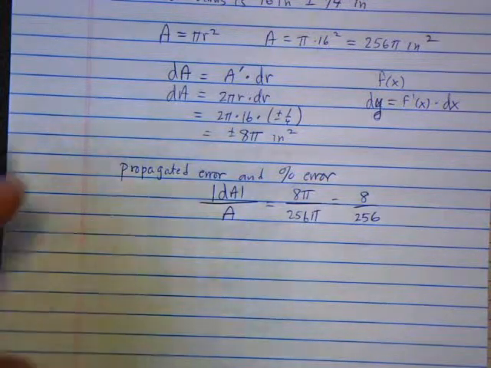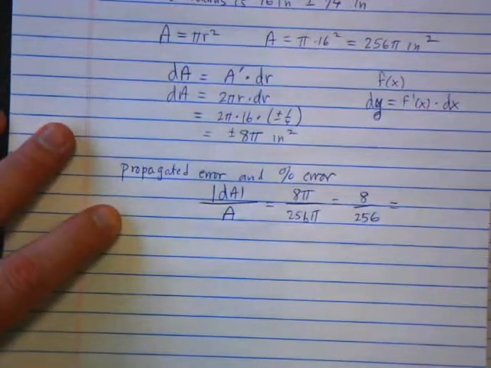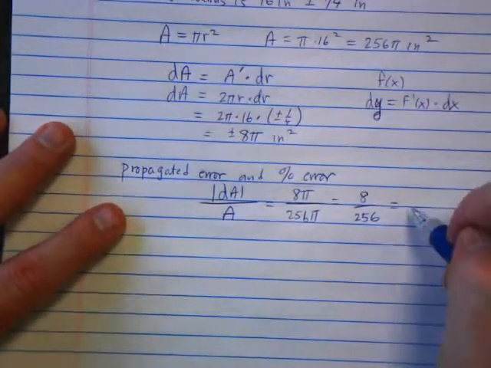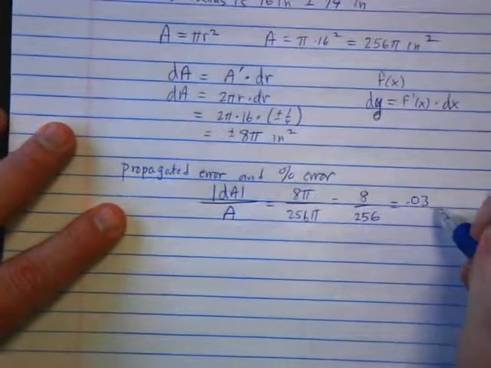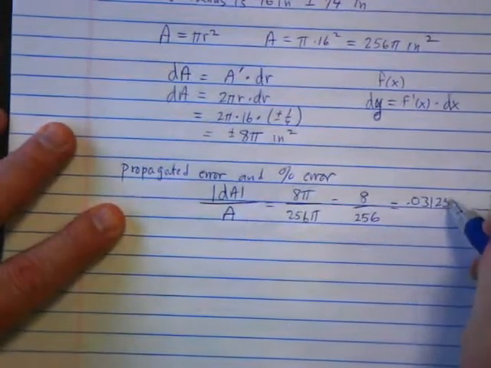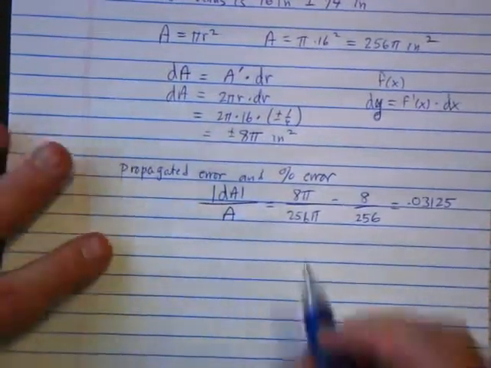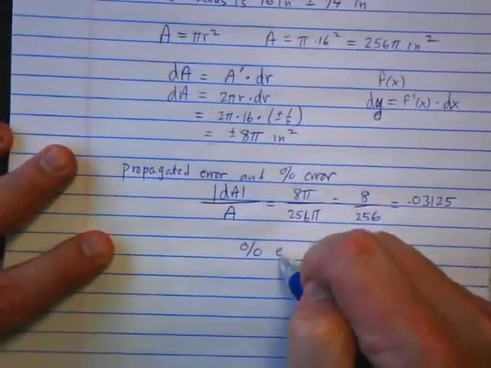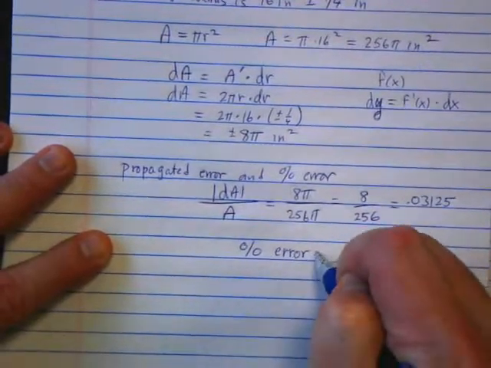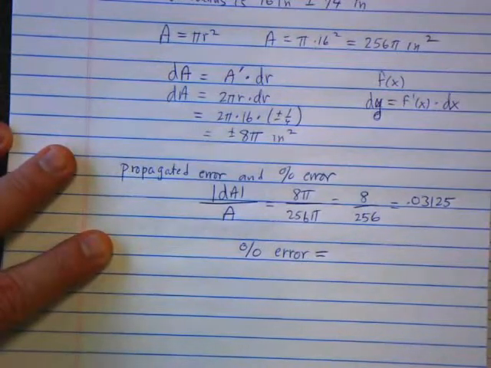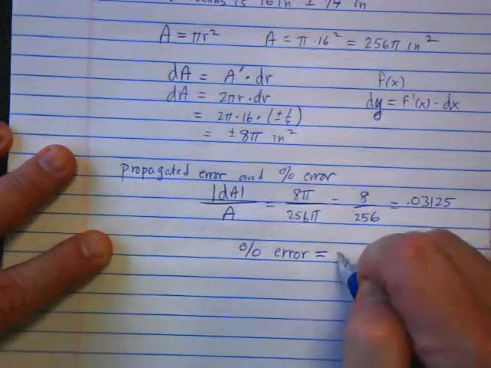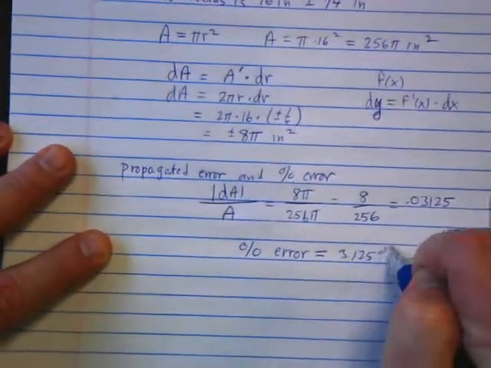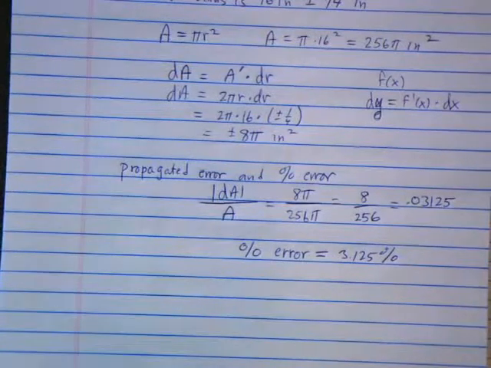How much is 8 over 256 as a decimal? 0.03125. So anybody want to take a guess at what the percent error would be? 3.125. So is that a big error? Your error is off by 3%. Is that significant?